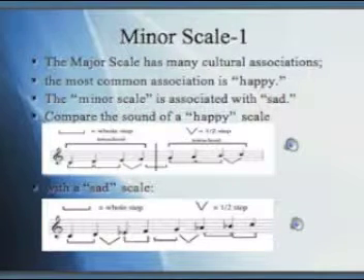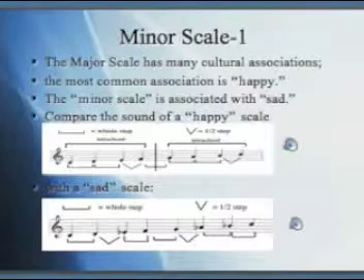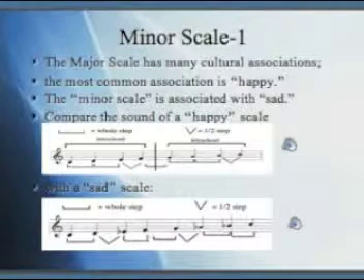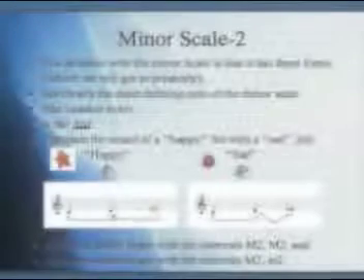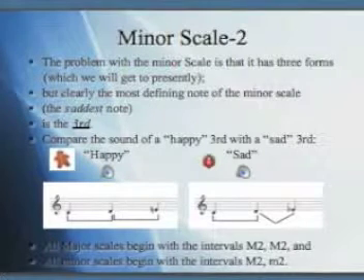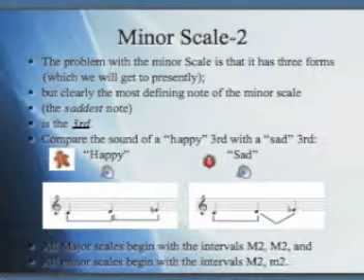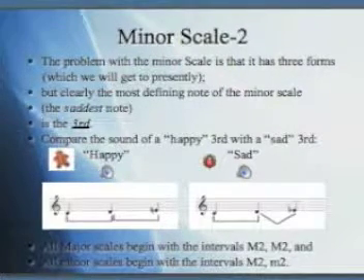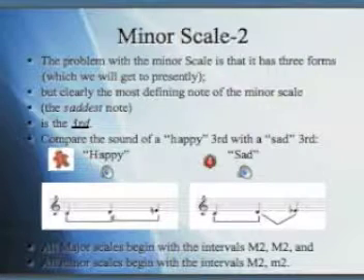It's the first three notes, very important. It's the first three notes that make it happy or sad. This is happy. This is sad. The difficulty with the minor scale is that it has three different forms, which we'll get into presently. But you've got to remember this one thing about the minor scale, and you've got it licked.